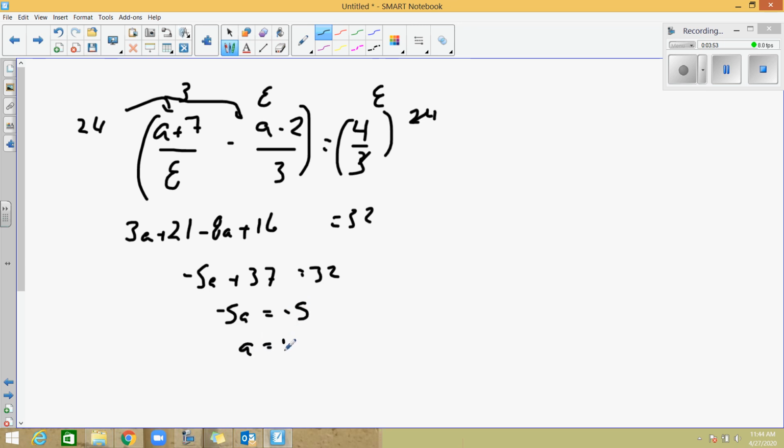And a equals 1. And in this case, I don't have a variable that falls in the denominator, so everything could possibly work. If I want to know if it's right, plug it back in. Left side equals right side. You know that a equals 1, or 1 is my answer.